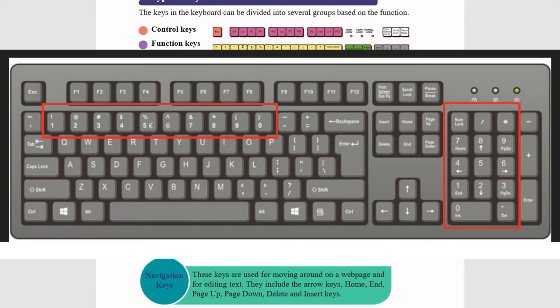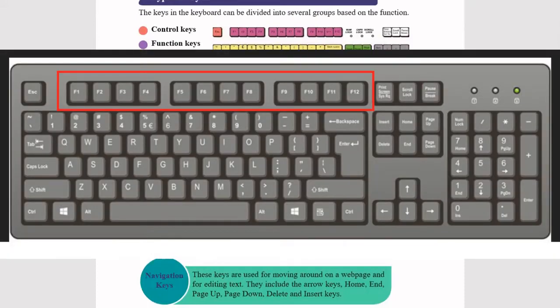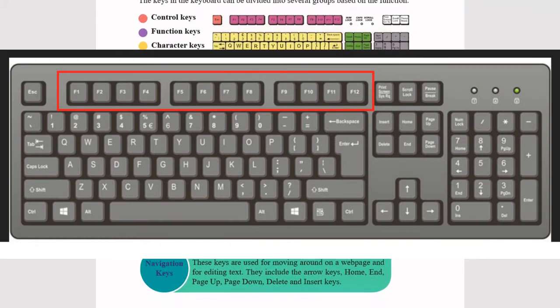Then comes the function keys, right? Sorry, here the colors for the function keys are wrong in the textbook. Function keys are basically these. Can you see at the top, there are F1, F2, F3 like that. These function keys are helpful for different special tasks, right? For example, F5 is helpful for you to refresh your browser.